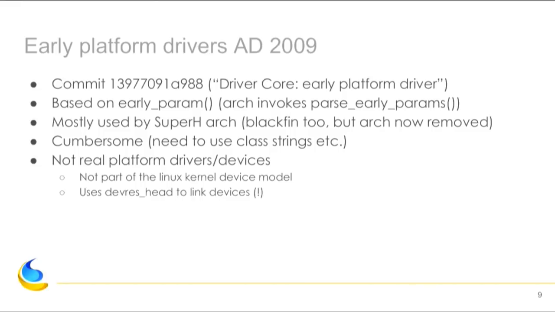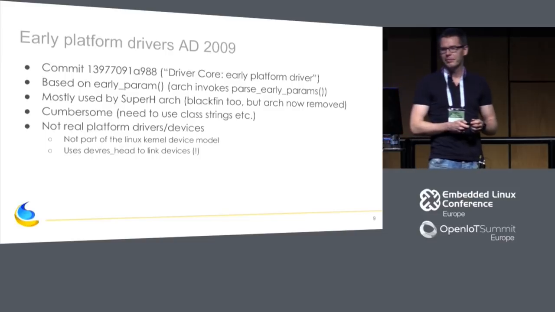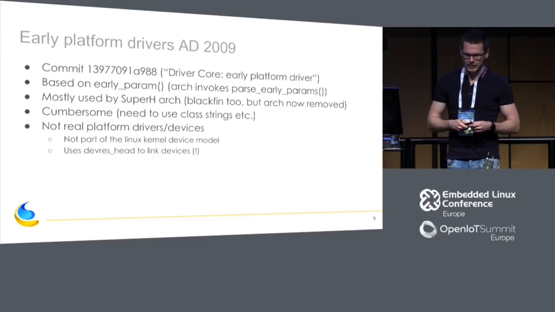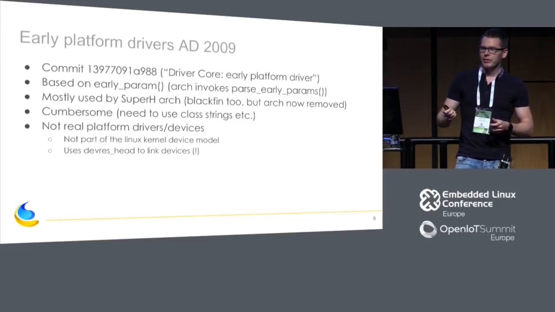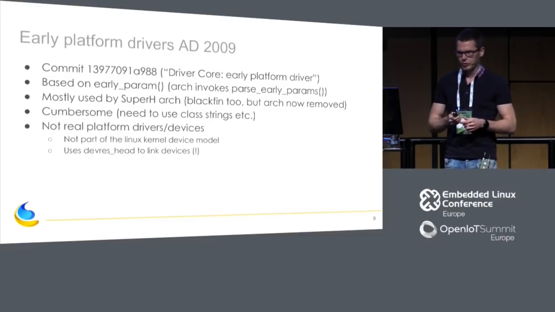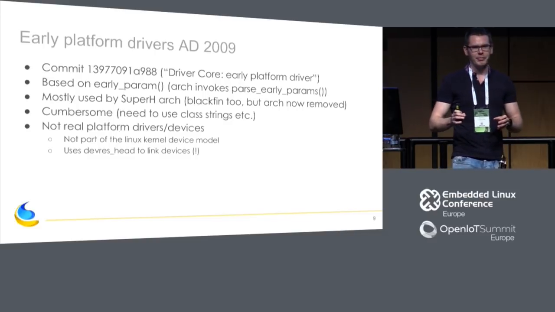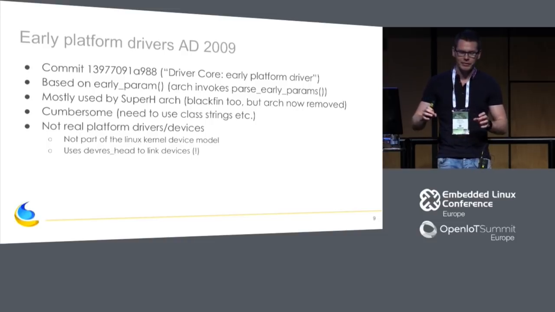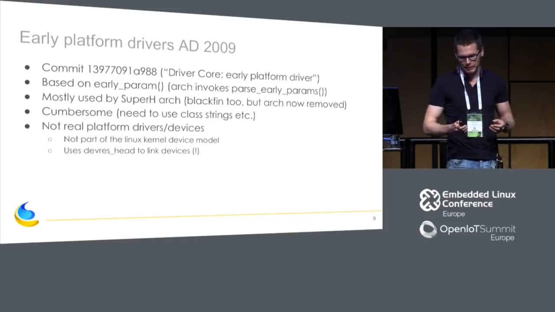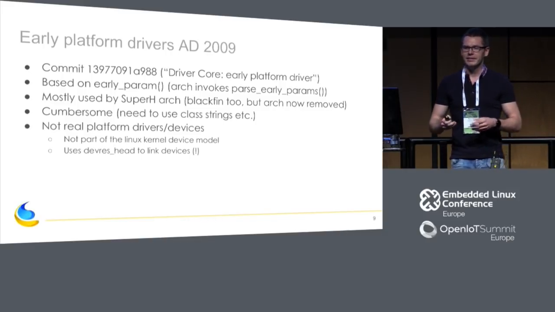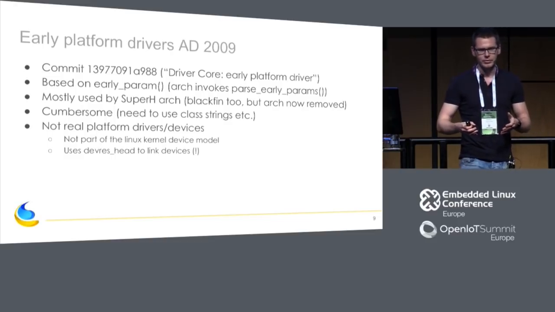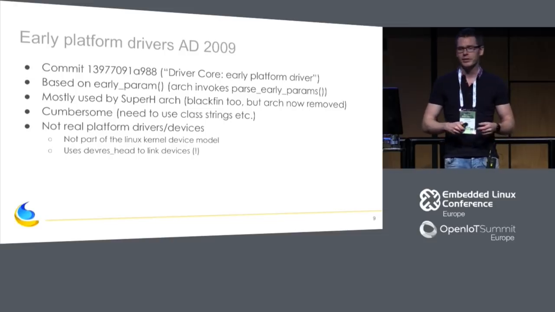This was not very convenient to use because you needed to deal with classes of devices. You needed to use certain strings that would describe a class of devices, and then this class string would be passed to the parse early params function, and it was a bit complicated. Also, the problem with this solution was that it made it seem as if it was a part of the driver model, but in reality, these early drivers only used the same structures, so struct device, struct platform driver, and so forth. But these devices never really became a part of the driver model. They were separate entities just reusing the same structures.